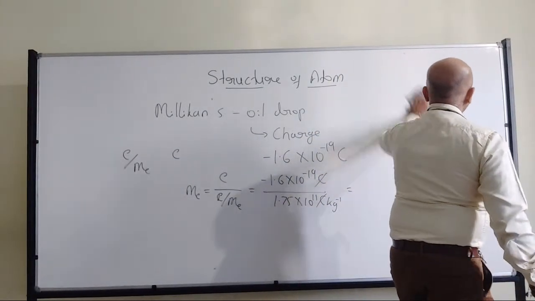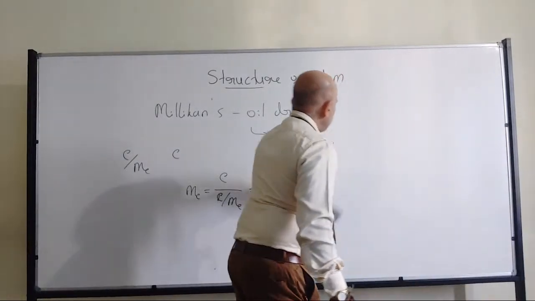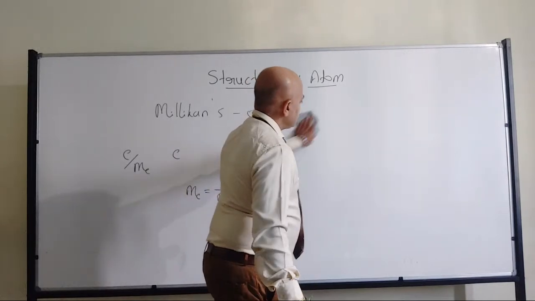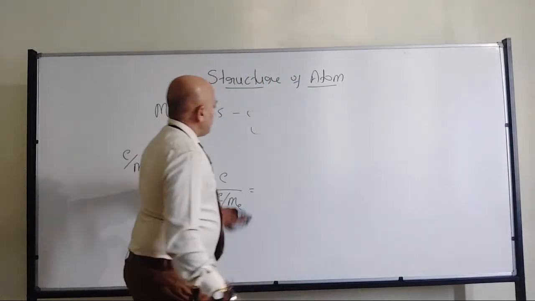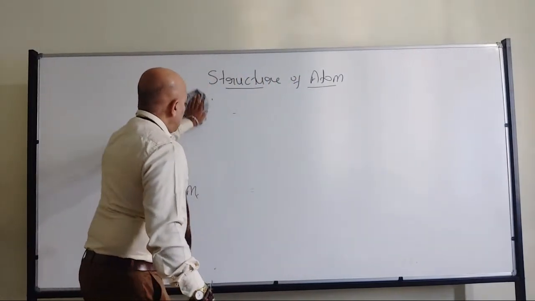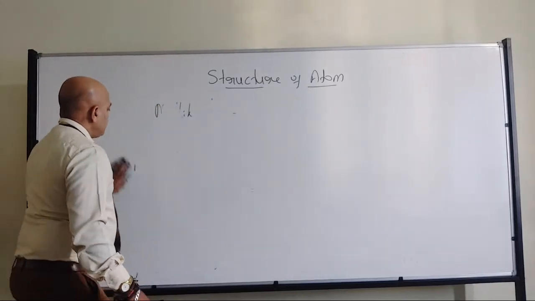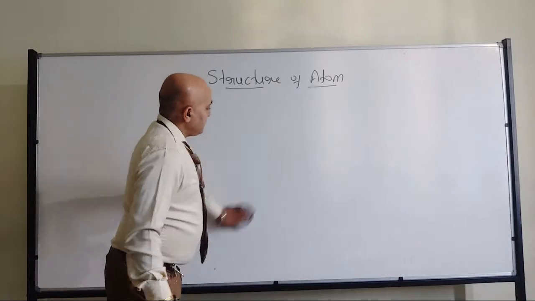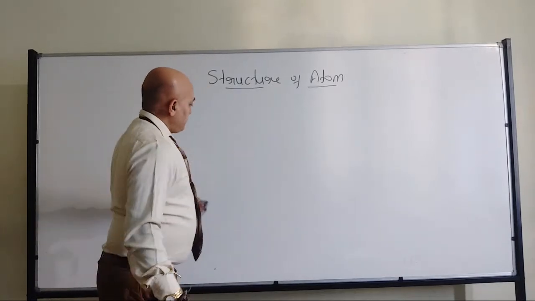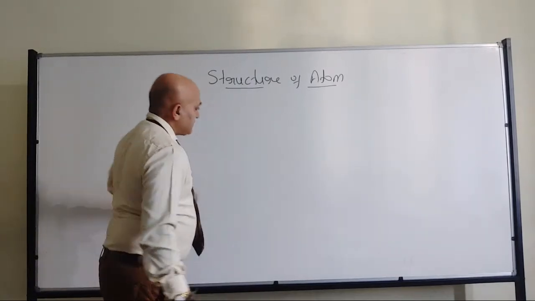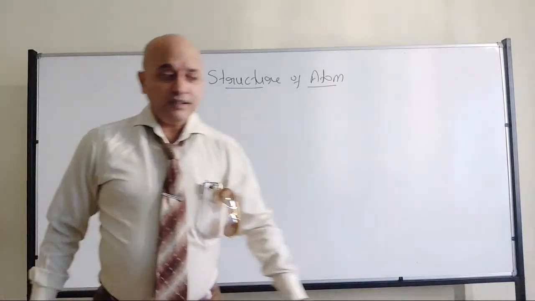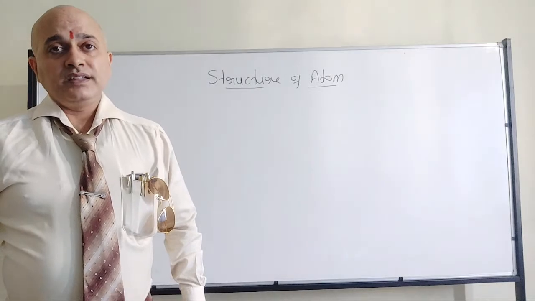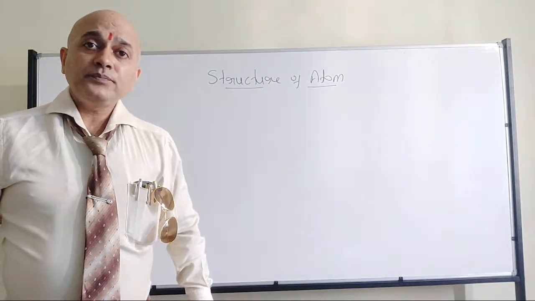And due to that, normally they will consider the mass of the electron as zero. If you remember, in high school you might have studied atomic mass: they calculate it by using neutrons and protons. They will not include the electrons. They will consider only neutrons and protons. All of you have understood?